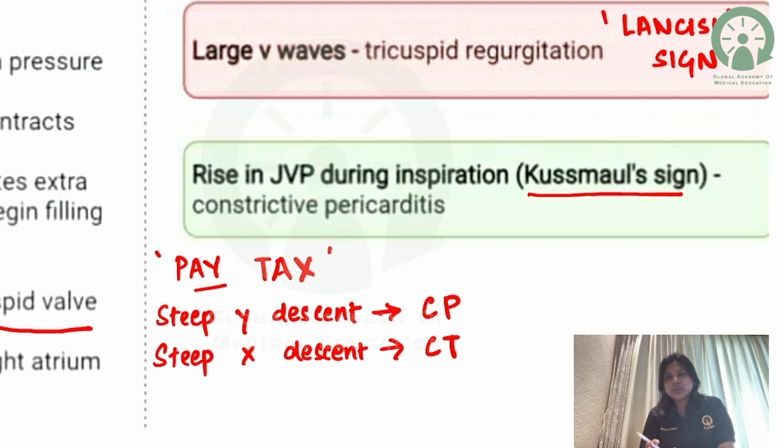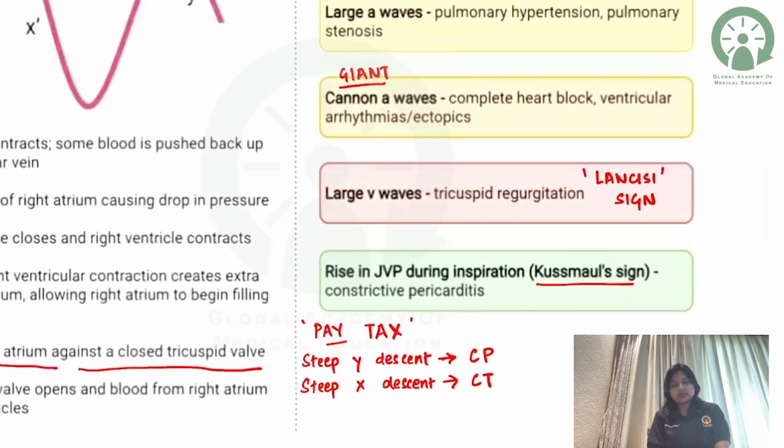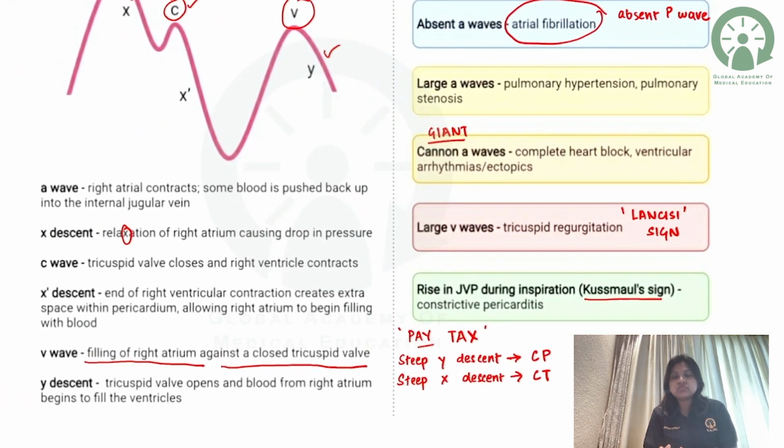So repeating once more, in cardiac tamponade we get a steep X descent, absent Y descent, along with a clinical triad of muffled heart sounds, hypotension, elevated JVP, which is known as Beck's triad, B-E-C-K, in case of cardiac tamponade. Okay? And in pericardial effusion, in X-ray we get a bottle-shaped heart, or a water bottle-shaped heart, or a flask-shaped heart. So we did two signs: one is the Lancisi sign, number two is the Kussmaul sign, and some very important pathological waveforms in JVP. So hope JVP is clear in a very short manner.